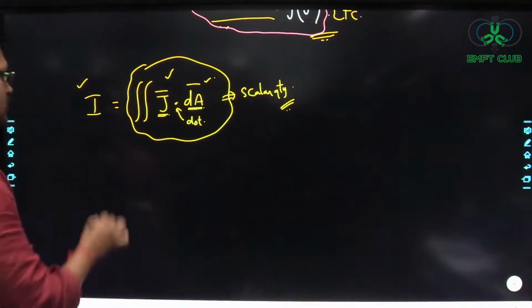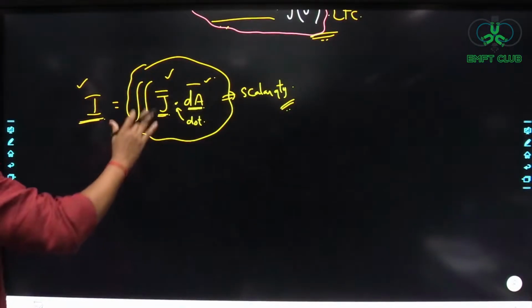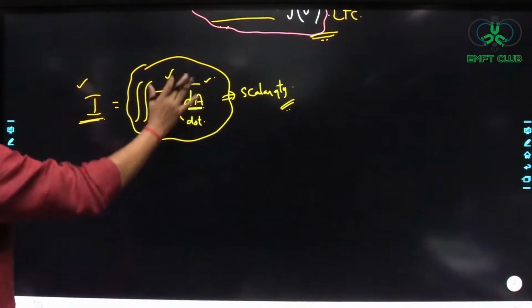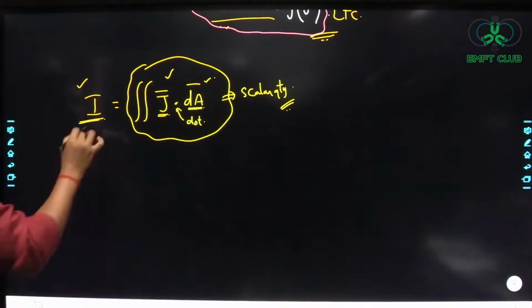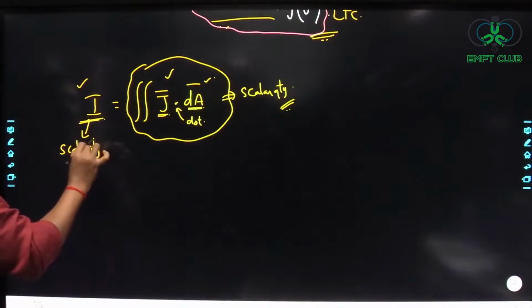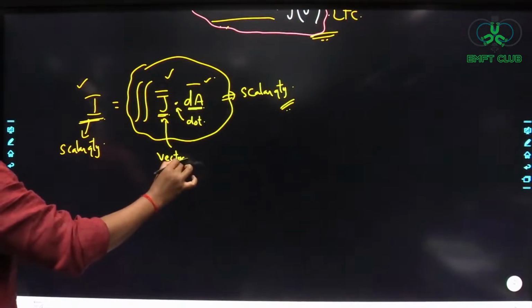So the current is nothing but the resultant of this dot product. The double integral of the dot product of Z bar dot dA bar results in a scalar quantity, which is nothing but current. So the current is a scalar quantity, whereas current density is a vector quantity.